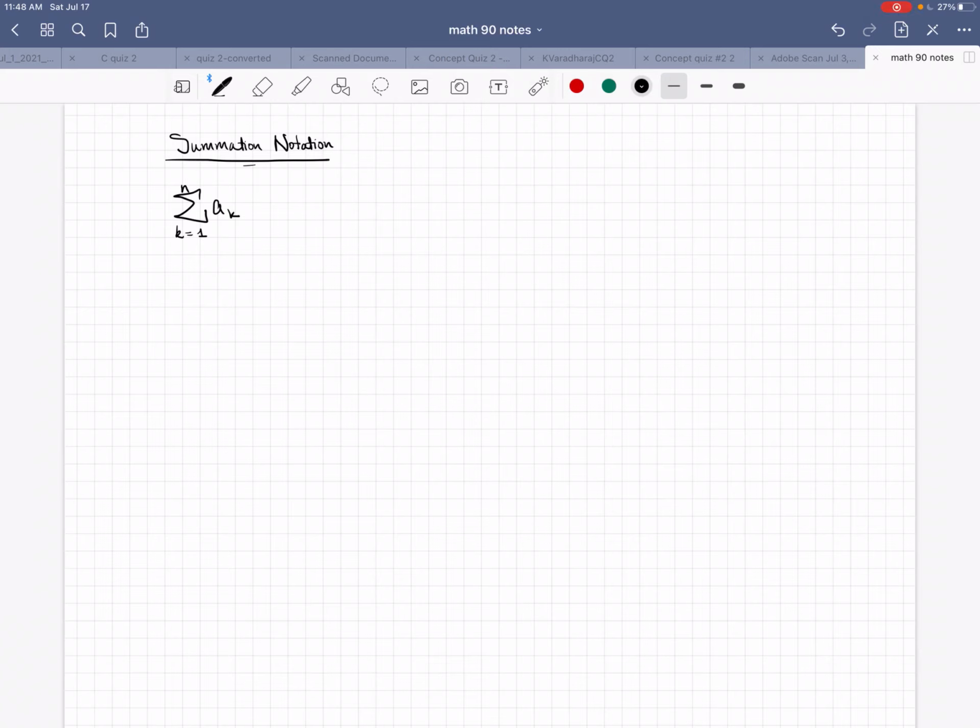In this final lesson of our class, we're going to spend a little bit of time talking about taking a sequence and adding its terms together, and in particular, using summation notation. So you might have seen summation notation before, or this might be your first time seeing it. I'm going to assume it's your first time seeing it.